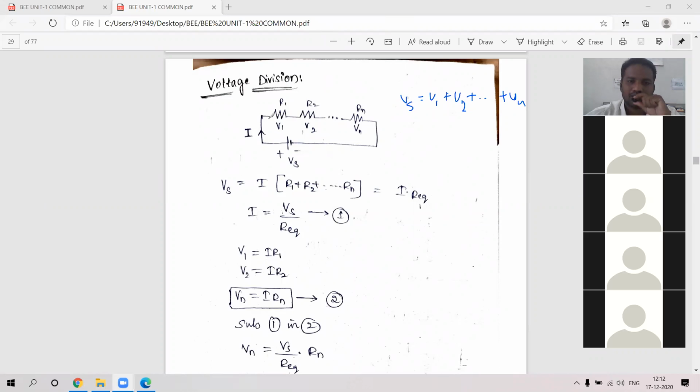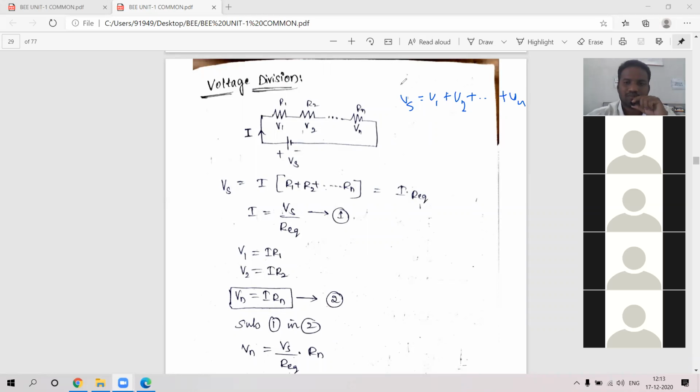Series. These are resistors connected in series, R1, R2, and so on up to Rn, connected with the voltage source Vs. Vs is applied to this circuit. This is a series branch, so the current will be the same throughout the branch. Current flows from higher potential to lower potential. Higher potential means positive, lower potential means negative.